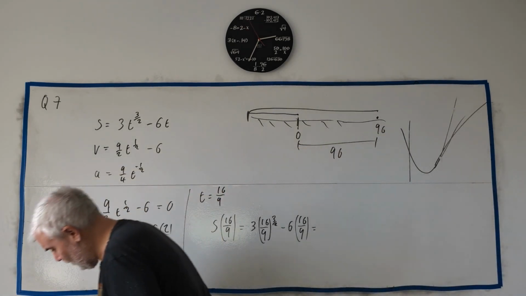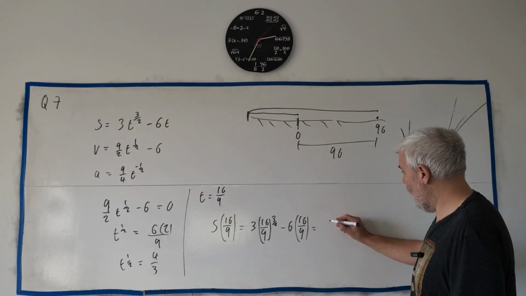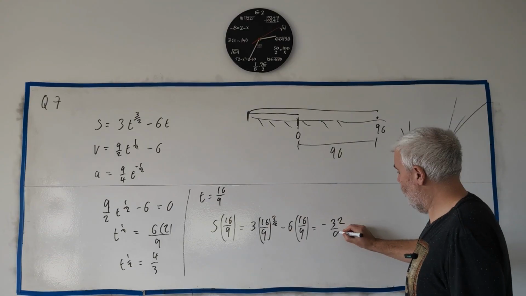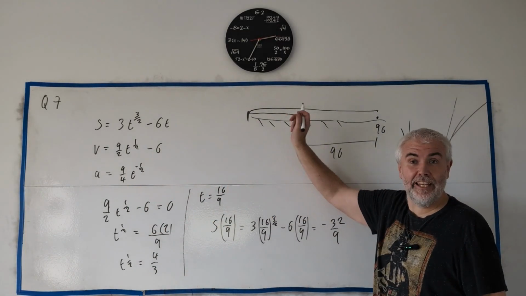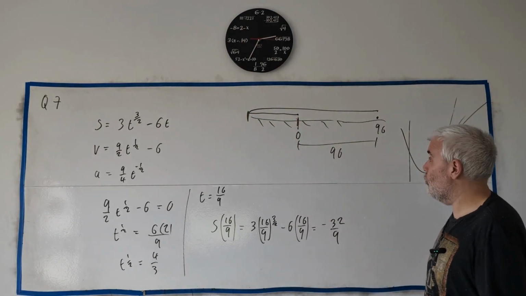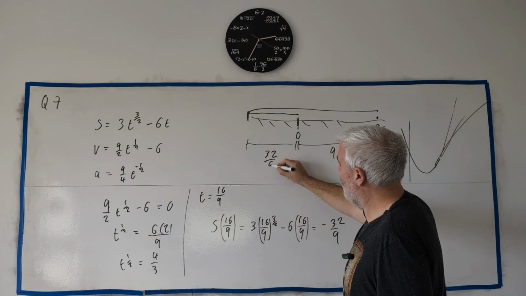Put all that into a calculator. Let me just see what number I got. I got minus 32 over 9. It's minus because it's on the left. It's the left of the 0. So really this distance here is 32 over 9.